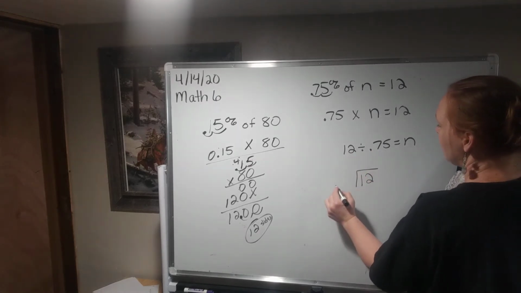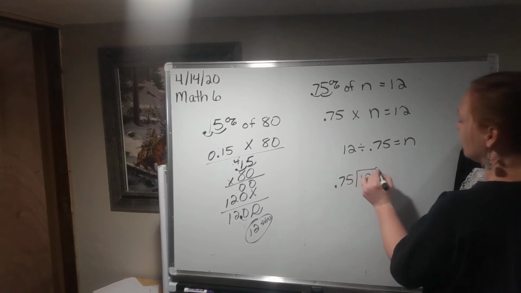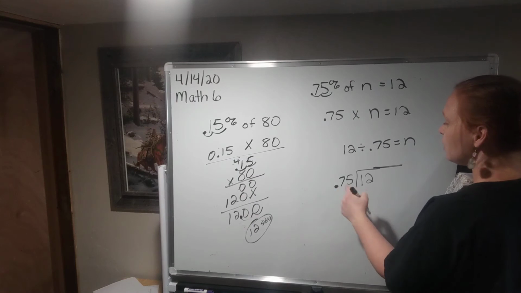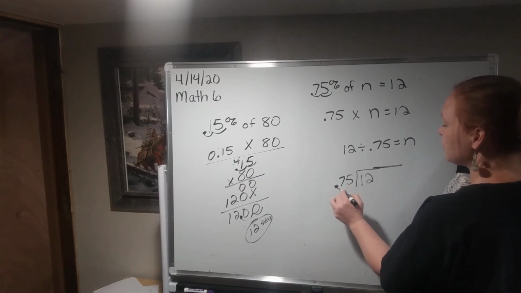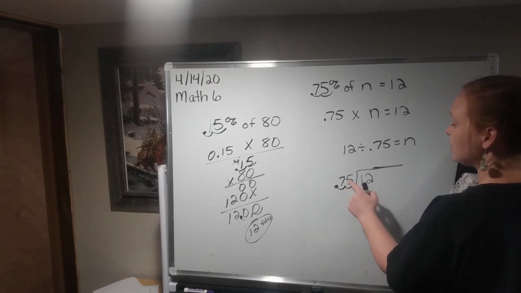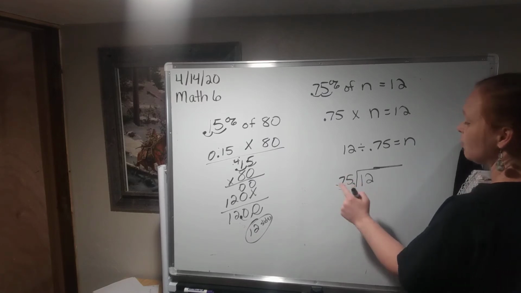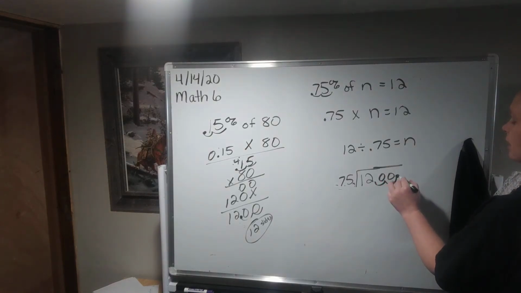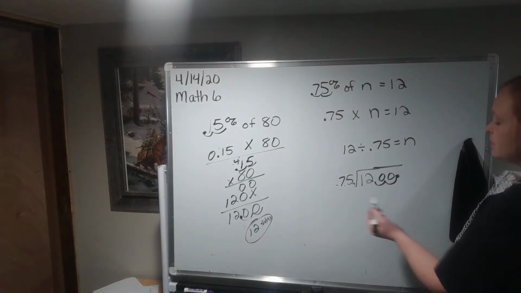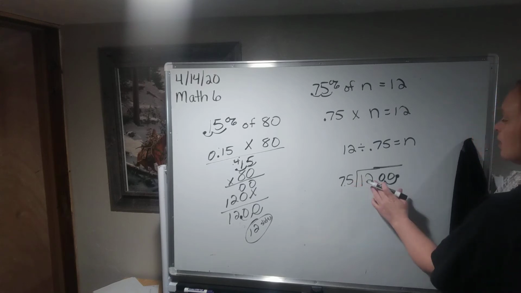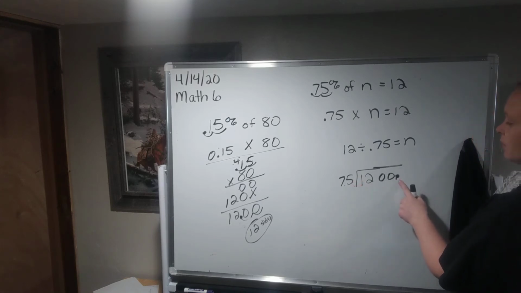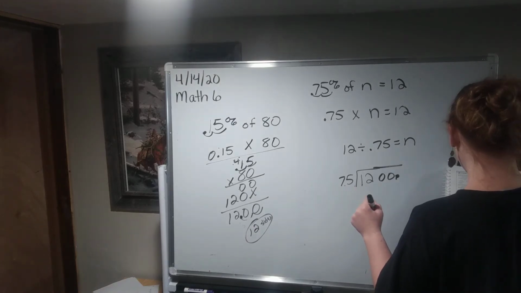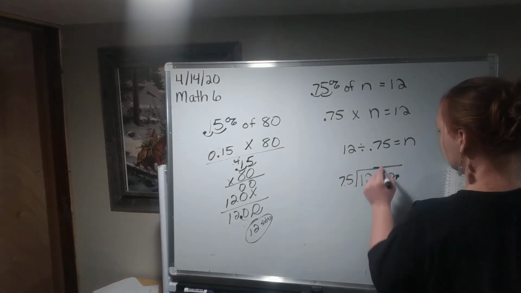12 divided by 0.75. Now, if you'll remember, when we're dividing by decimals, if there's a decimal over here, then we have to move it over 2 spots and make sure that this is just a whole number. And if we move this one 2 spots, then we have to move this one 2 spots. Okay? All right? So now we don't have a decimal over here, but we have a decimal here. Okay? So 75 will go into 120. Looks like just one time.